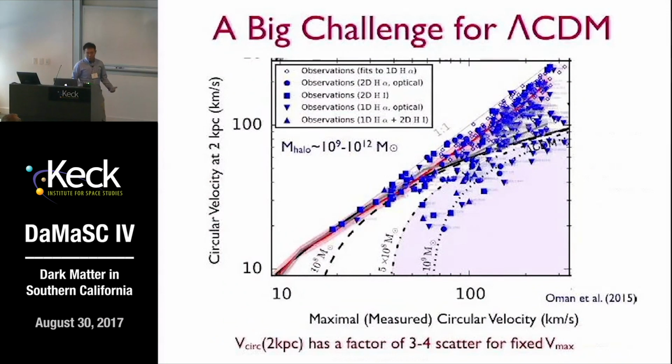So there's another way you can parameterize this diversity problem in this plot. For a galaxy, you can plot the circular velocity at 2 kpc, and you can also plot the maximum circular velocity, right? So each blue point represents 1 galaxy. This plot contains about 200 galaxies, right? So you can see the spread. The spread here is around a factor of 4. If you go to smaller or bigger systems, the spread is about a factor of 3.